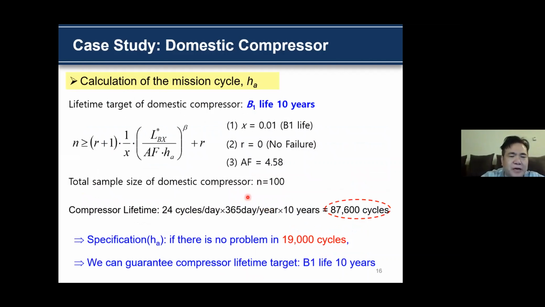I will tell you how to calculate the mission cycle. The lifetime of the domestic compressor is beyond 10 years. The acceleration factor is 4.6. The total sample size of the domestic compressor is 100. Compressor lifetime is almost 87,000 cycles. There is no problem at 19,000 cycles. We can guarantee the compressor lifetime is beyond 10 years.